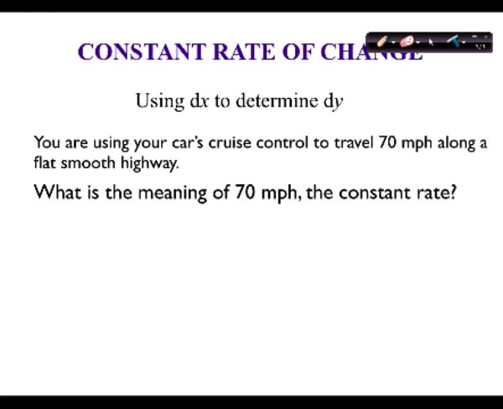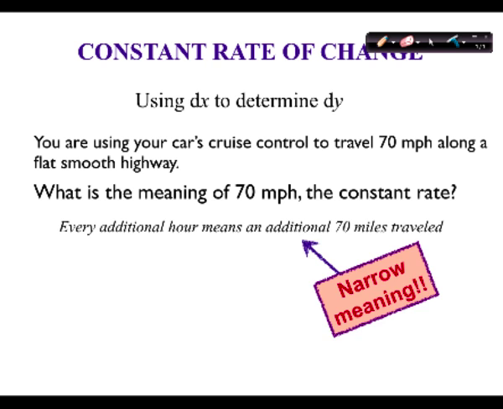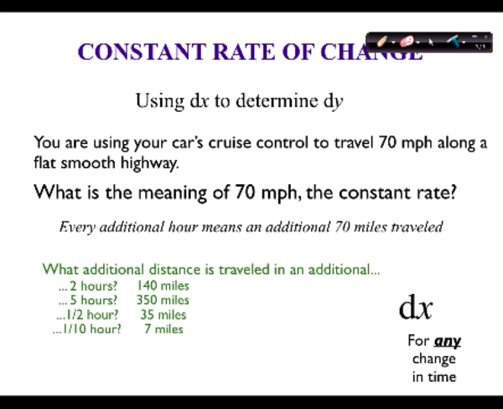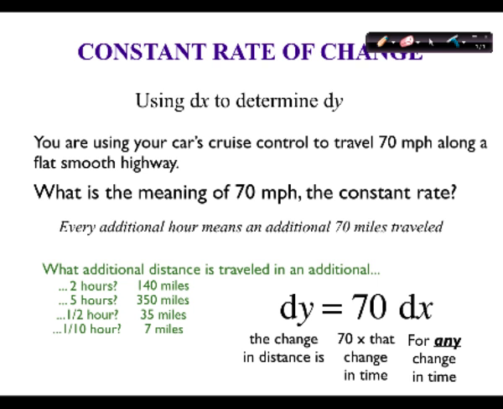Right, very good. What do most people say to answer this question, the meaning of 70 miles per hour? You go 70 miles, every additional hour means you're going to go 70 more miles. But that's narrow, right? Because we know how far you go in 2 hours, 140. We know how far you go in 5 hours, half an hour, a tenth of an hour. In fact, we know the variation in distance for any variation in time. So for any change in time, the change in distance is 70 times that change in time.